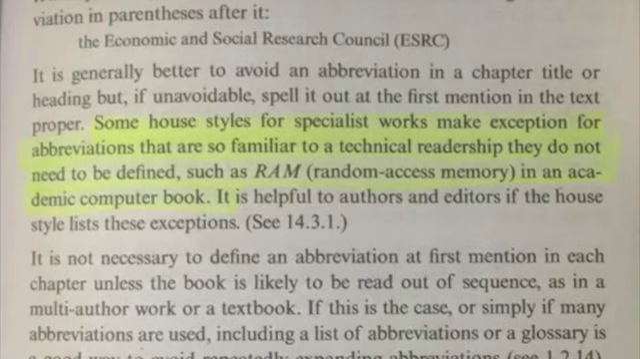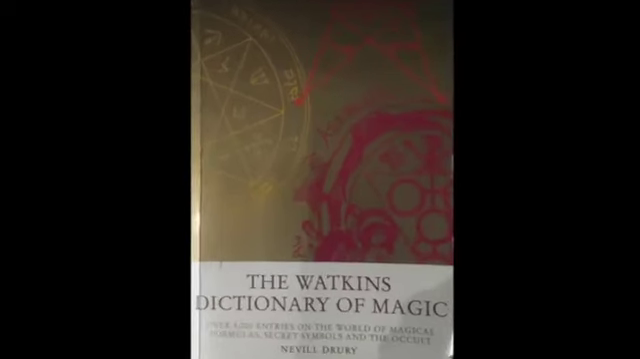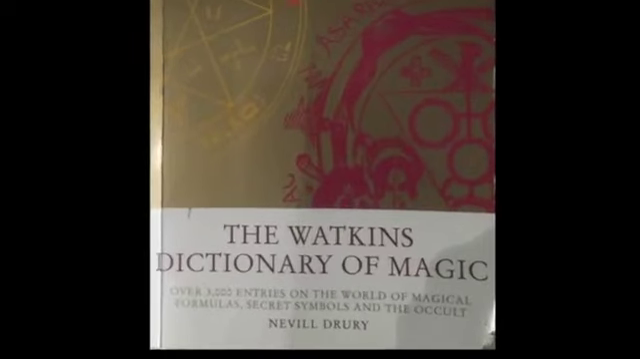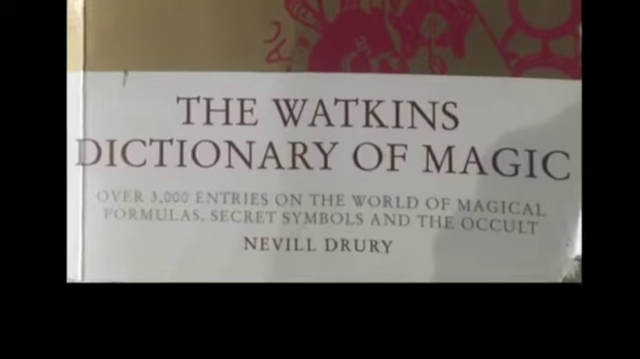Yeah, this is the acronyms. So acronyms are a part of abbreviations. Now, to go a bit further on the acronym, what I was just explaining as well about the lowercase letters. Here's another book. This is actually the Watkins Dictionary of Magic. Yeah, so this is actually a magic book, and every word in this book is basically a magic word.